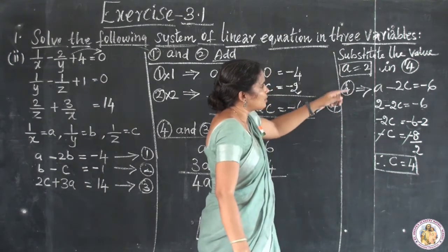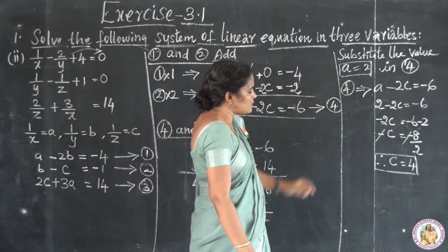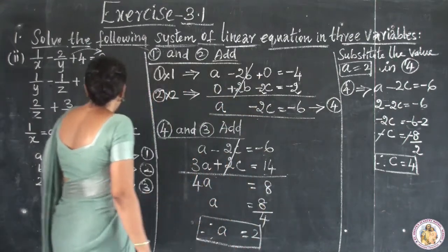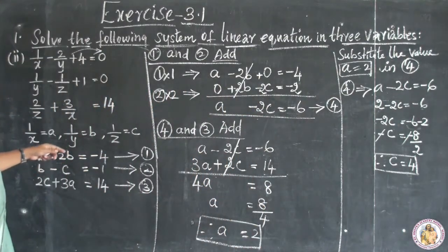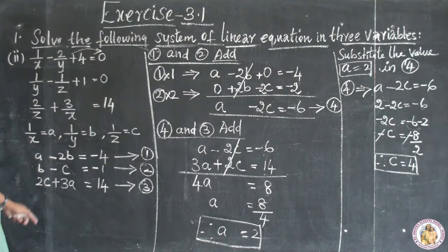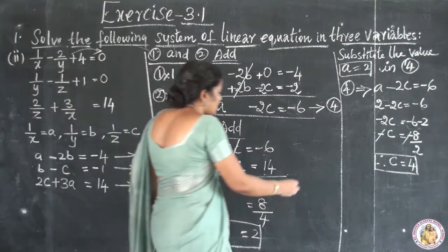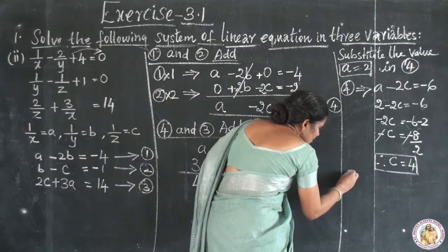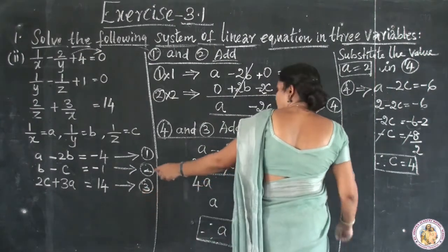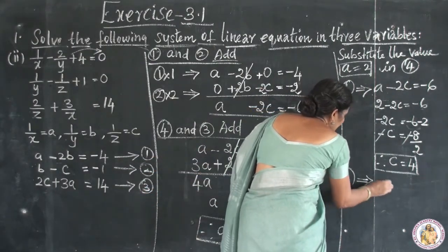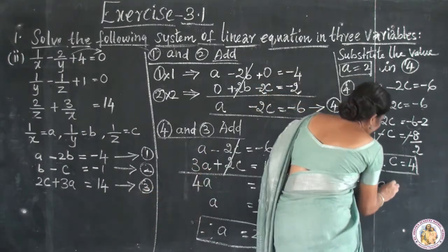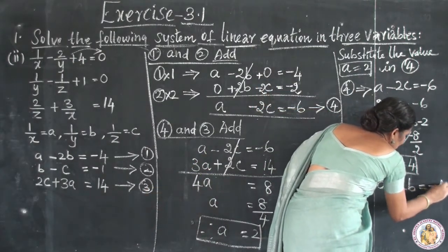And then let us substitute the value of a is equal to 2 and c is equal to 4 in any one of the equations. You can check accordingly any one of the equations which has 3 variables. Here all the equations have only two variables, so we can substitute any one of the variables. Here to find b you can use the first equation. To find b, take the first equation, a minus 2b is equal to minus 4.